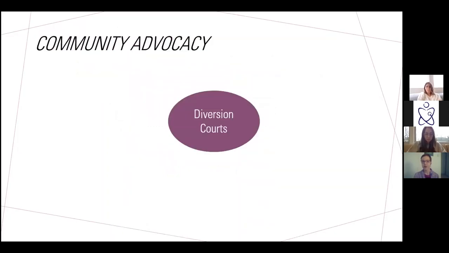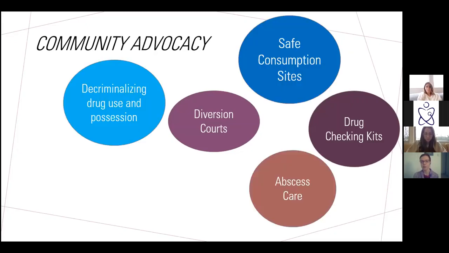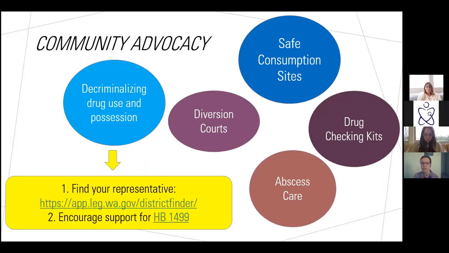Okay, so last I'm going to talk about community advocacy. And I think the big thing to know is that there's a bill in the Washington legislature right now on decriminalizing drug use and possession. So just one action item here: there's a way that you can find your representative and encourage them to support that bill.